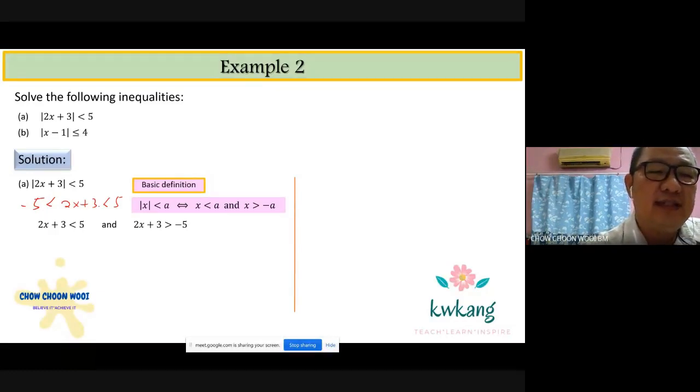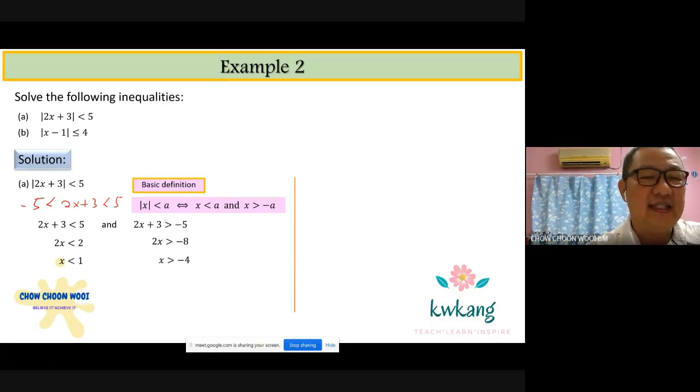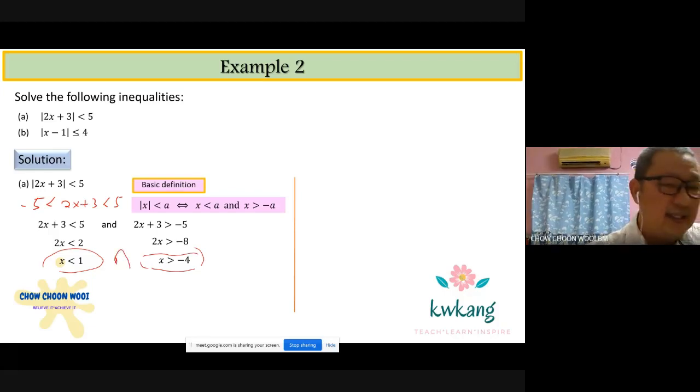So it is 2x plus 3 is less than 5 and 2x plus 3 is greater than negative 5. Okay, then we can solve this one. 2x is linear, 2x is less than 2, x is less than 1. Then the other one, 2x is greater than negative 8, x is greater than negative 4. So we have two sets of solutions here. Kita ada dua solutions. We need to combine it by using n.